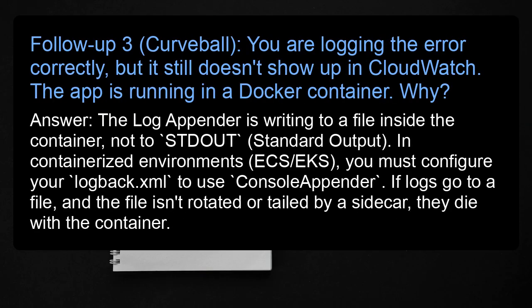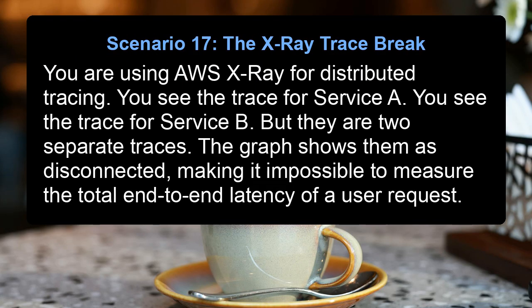Follow-up 3. Curveball. You are logging the error correctly, but it still does not show up in CloudWatch. The app is running in a Docker container. Why? Answer, the log appender is writing to a file inside the container, not to stdout, standard output. In containerized environments, ECS or EKS, you must configure your logback.xml to use a console appender. If logs go to a file, and the file is not rotated or tailed by a sidecar, they die with the container.